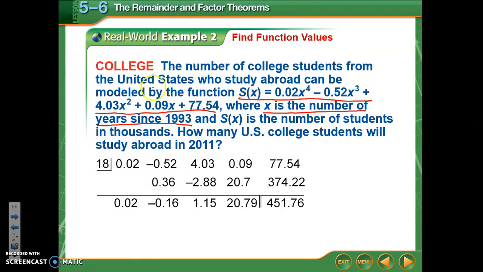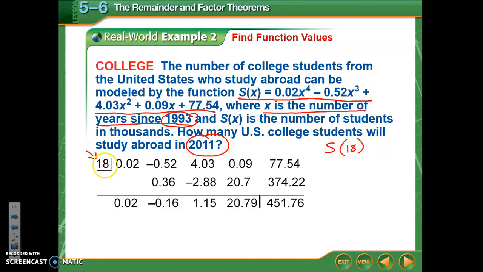Well, let's look at what they did here. Where did they get the 18? So basically we're saying that I need to evaluate the function s at the year 2011, but I can't just plug in 2011 because x is the number of years since 1993. So how many years passed from 1993 to 2011? 18 years. So I need to evaluate the function at 18. I can either plug 18 in for x, or we can do synthetic substitution, which is what they're doing here.